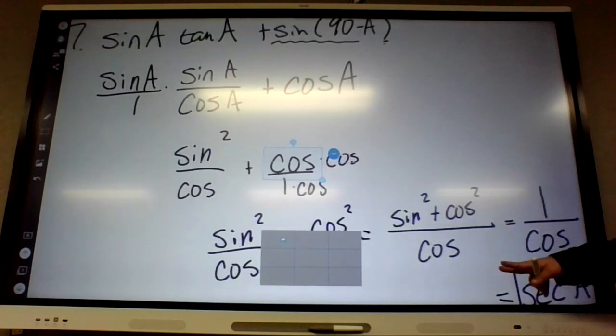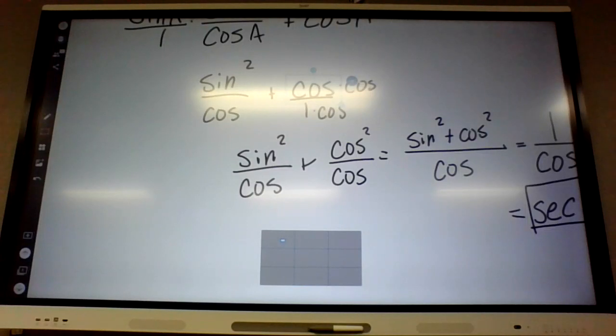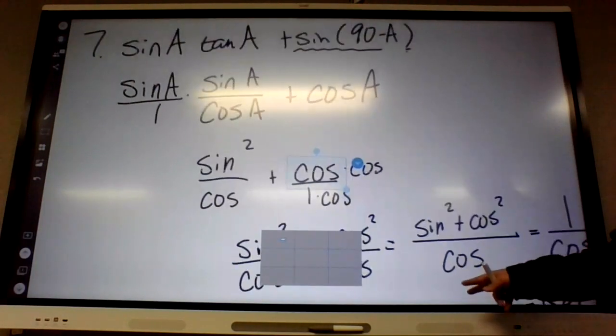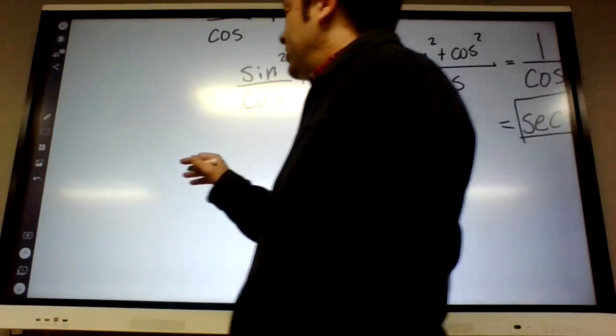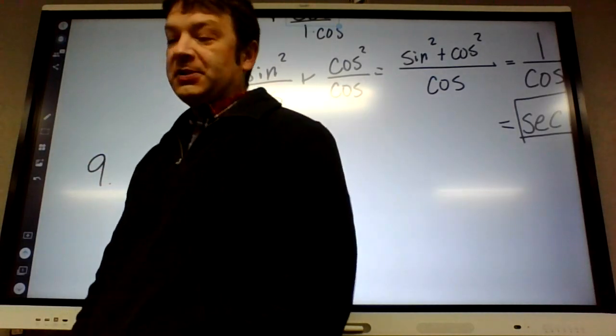So, kind of like I said yesterday, there's not one way to do it. If you're comfortable with adding and subtracting and multiplying and dividing fractions, it makes it easier. But a lot of times it helps if you turn stuff into sine and cosine.